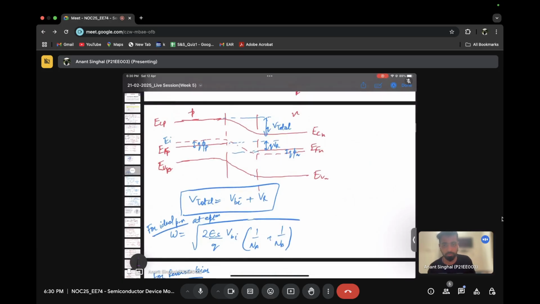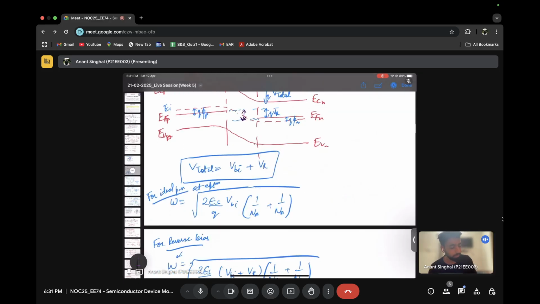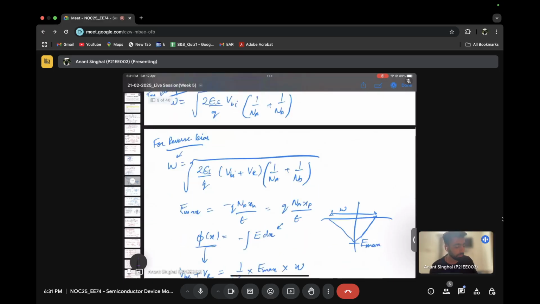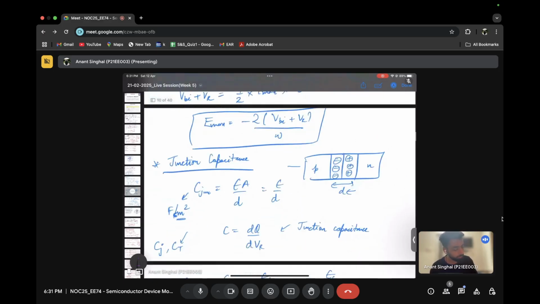So here first we see that there are two different Fermi levels. That is the quasi Fermi level. Till now we were seeing a straight line because we were in equilibrium, but then we went towards the application of voltage. That difference is basically due to the applied reverse voltage. And we just see that the whole formulas that we have read till now have just changed from VBI to VBI plus VR, and everything else remains the same.